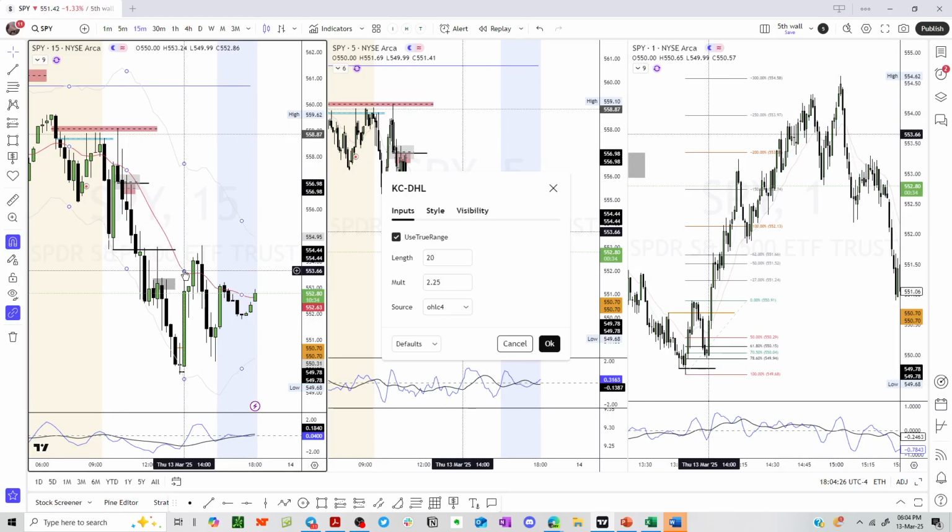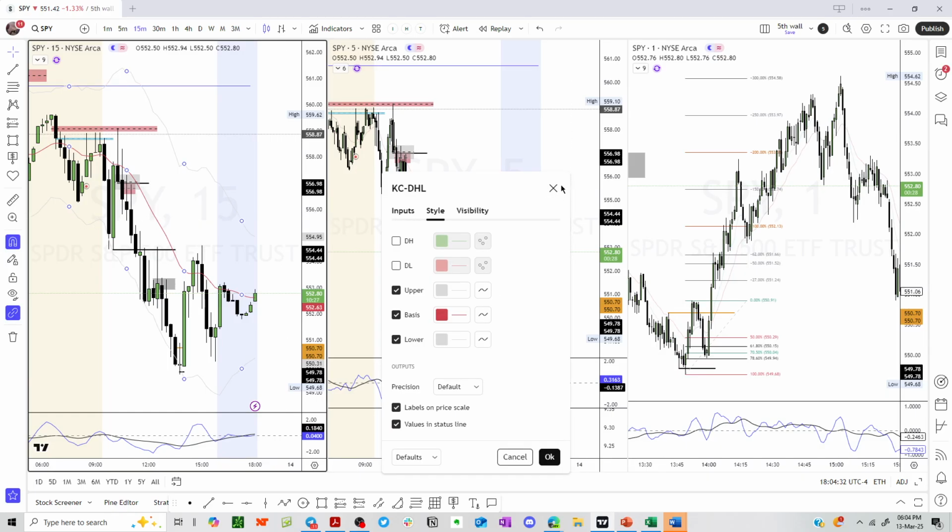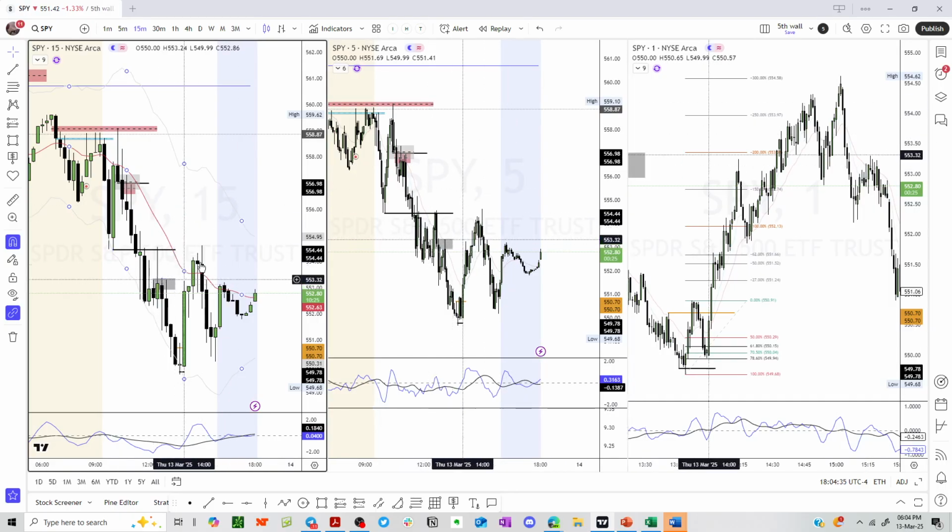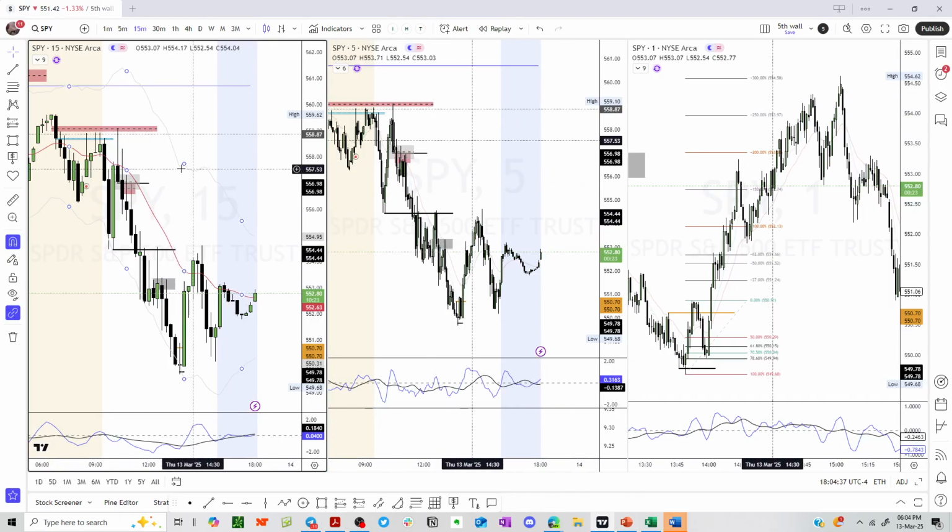And that should be a 20 EMA. So that's like one strategy.